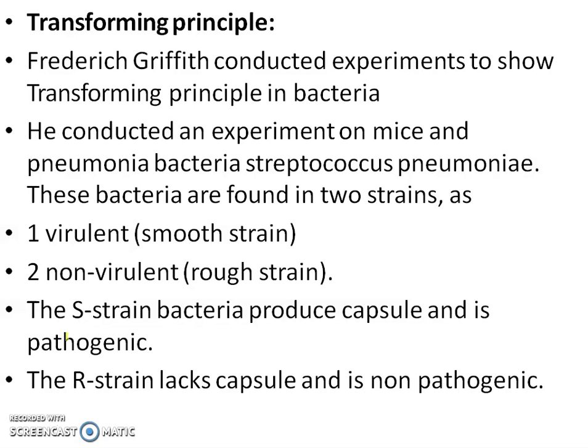These bacteria are found in two strains, virulent and non-virulent. The virulent strains are smooth strains and the non-virulent ones are the rough strains. The S strain bacteria produce a capsule and are pathogenic. So that smooth strain is called S strain. The rough strain, which was non-virulent, did not have a capsule and was non-pathogenic. That means it did not cause pneumonia to the mice.